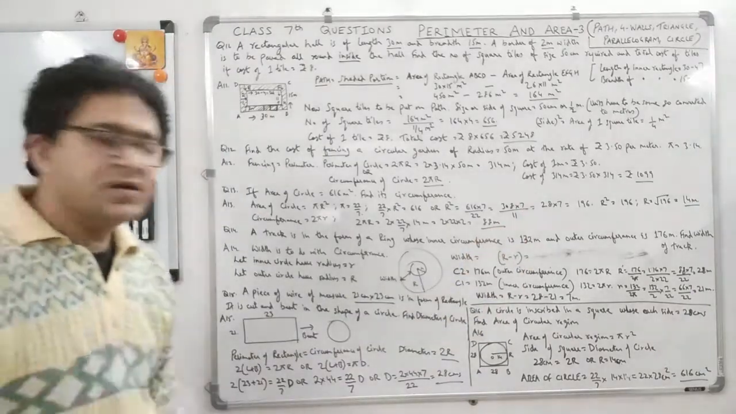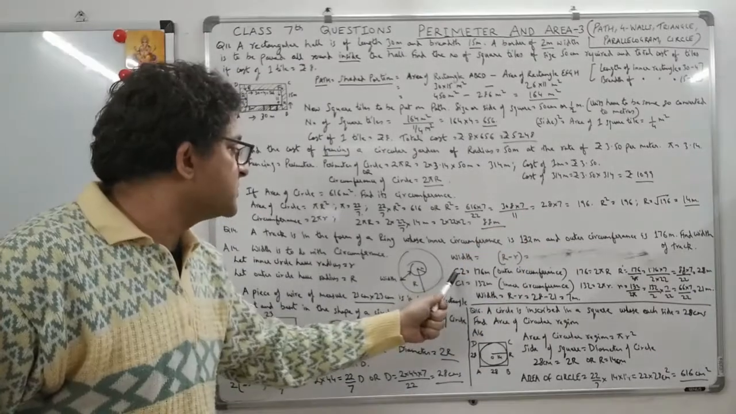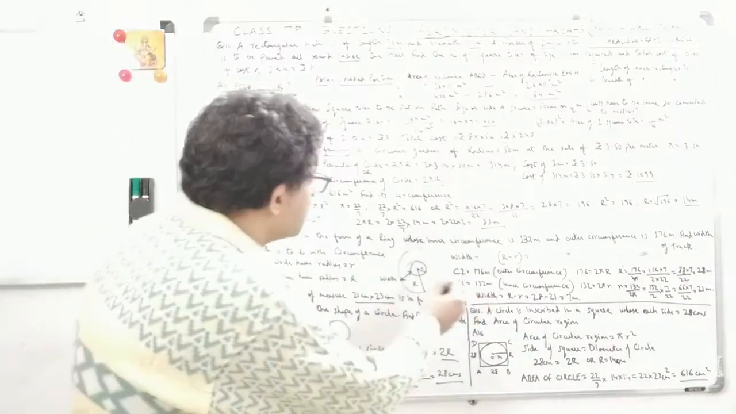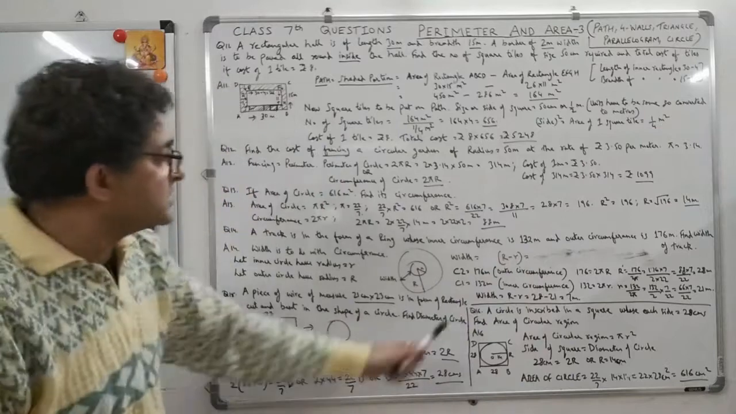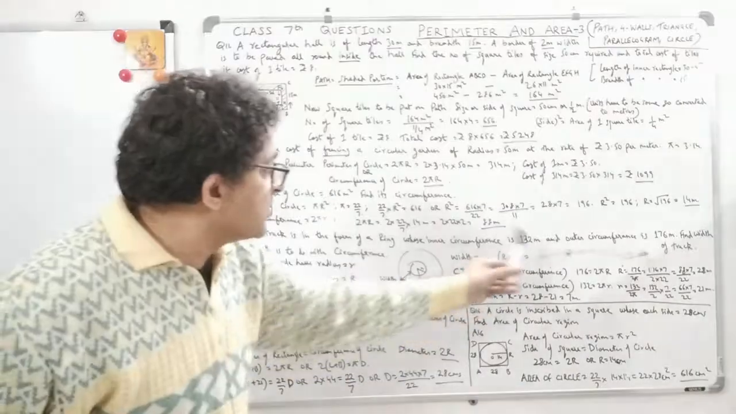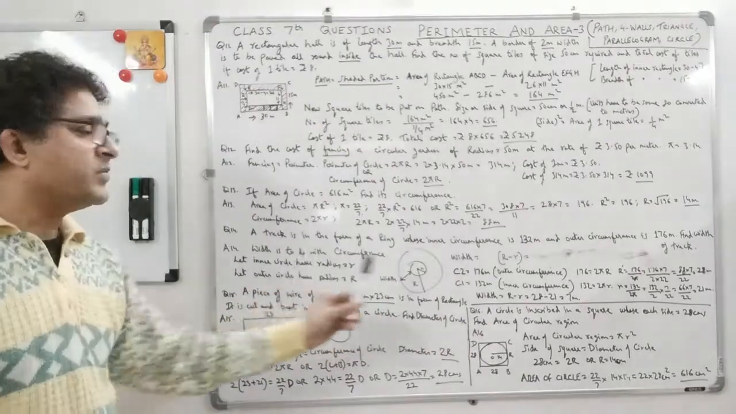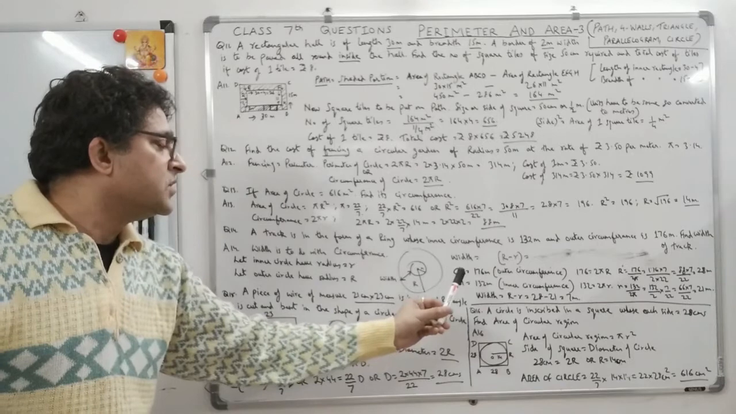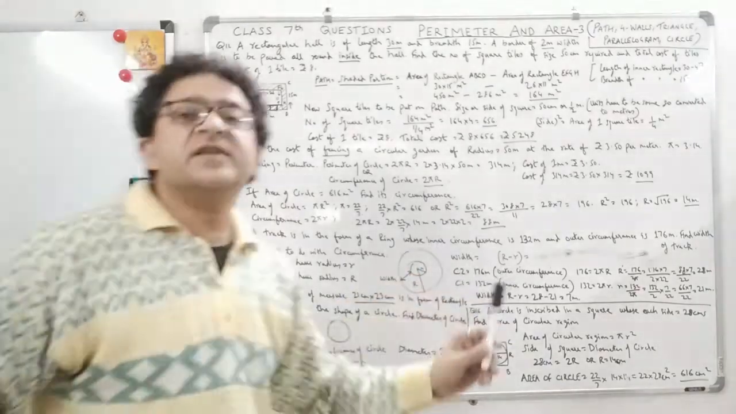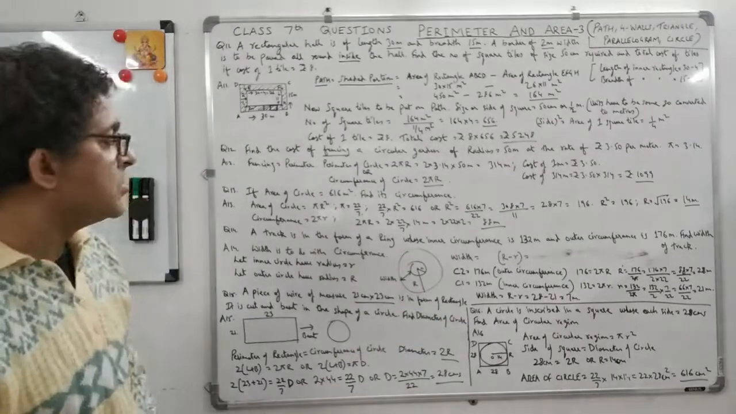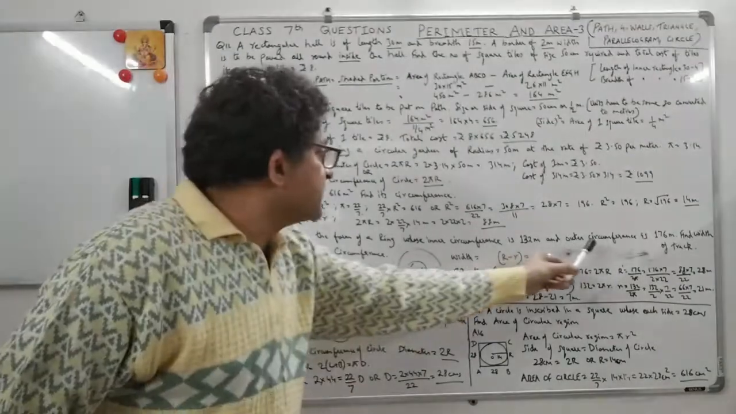So what I've done: the outer circumference is C2 and the inner circumference is C1. What is already given to you? Inner circumference C1 is 132 meters, right? So outer minus inner is the width. What we'll do is take the radius first. When we know the outer circumference, we can calculate the radius. How? The outer circumference given to you is 176.